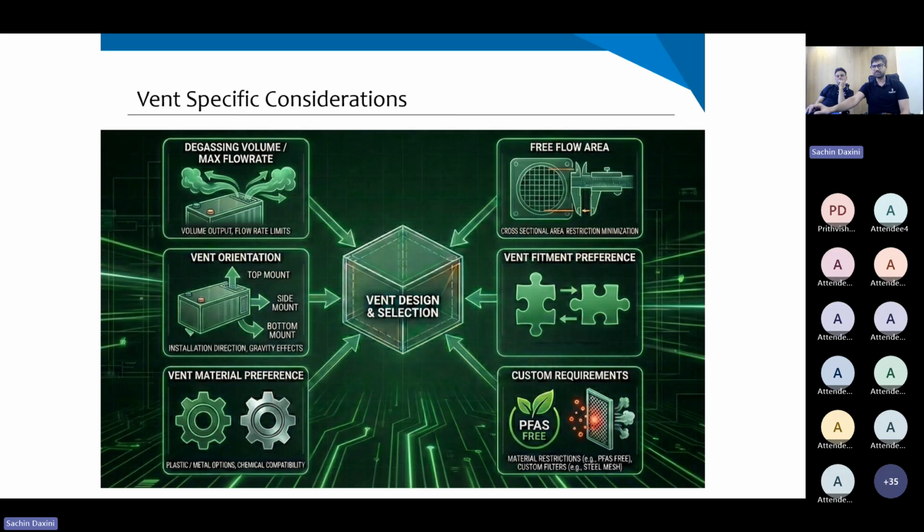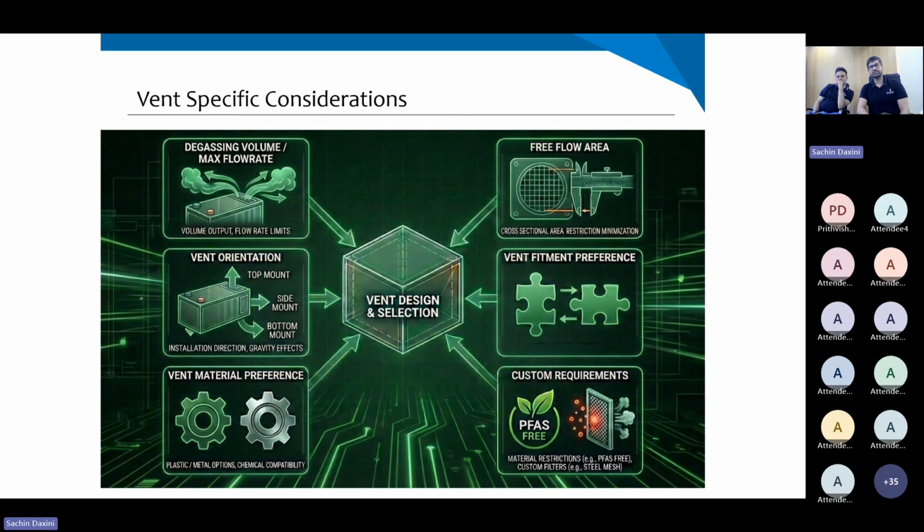Free flow area. Again, we have worked with multiple customers in different parts of the world, and free flow area is a very important consideration. How much area is available for the gas to actually move? Because especially for smaller packs, the vents are quite compact, and being able to get maximum free flow area is of very high importance. So this is another important discussion.